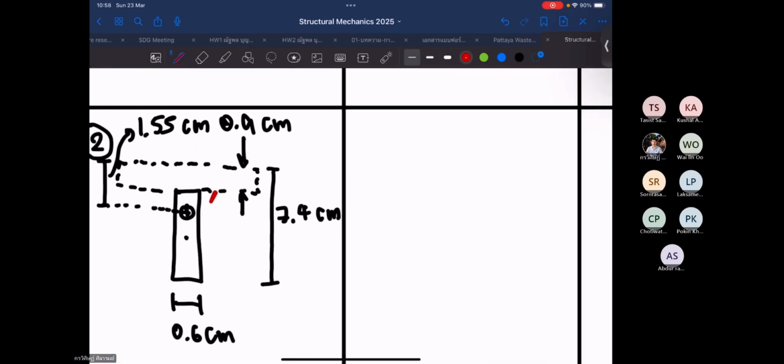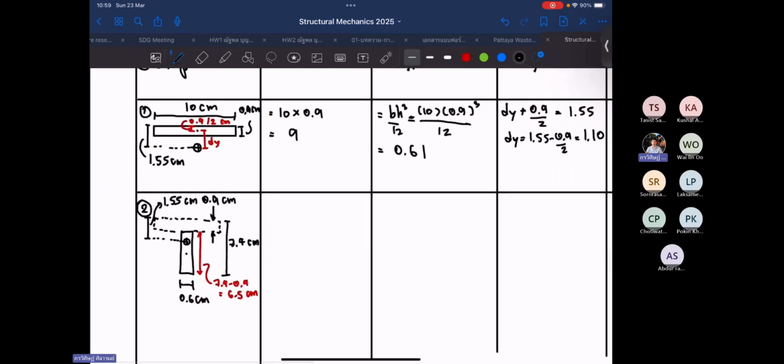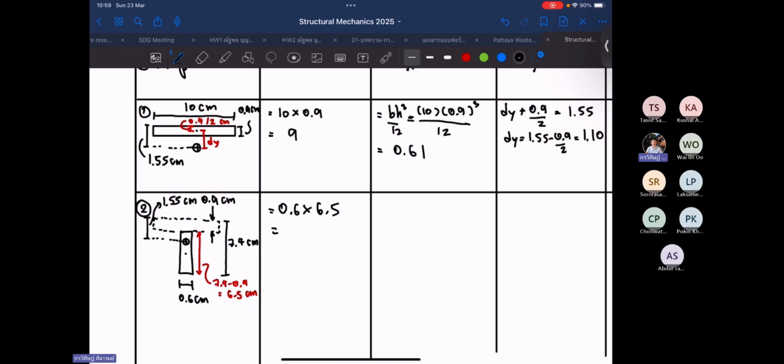I will determine this one. So this one is equal to 7.4 minus 0.9, which is 6.5 centimeter. Then we can calculate the area. This one is equal to 0.6 multiplied by 6.5, which is 3.9.